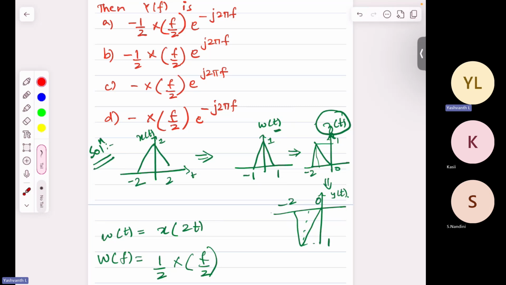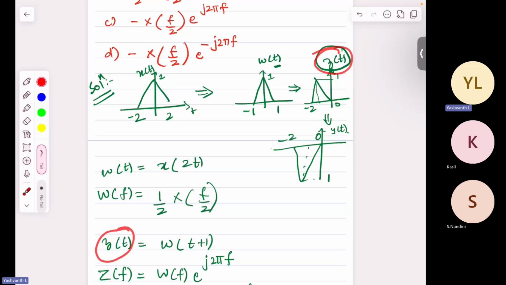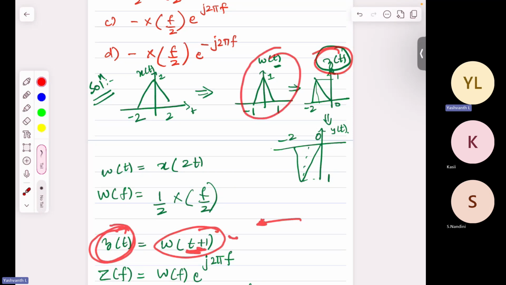Let me move on. Then what I do, I will move this rectangle by 1 unit to the left side. So then what happens? -1 to 1 will become -2 to 0, because -1 minus 1 is -2, 1 minus 1 is 0. Call that as z of t. Therefore, z of t is nothing but w of t plus 1 because I'm moving to the left. Therefore, I will do t plus 1. So z of t is equal to w of t plus 1.